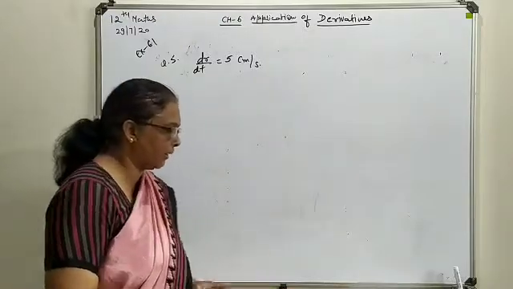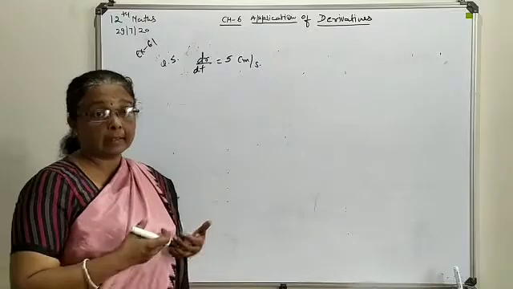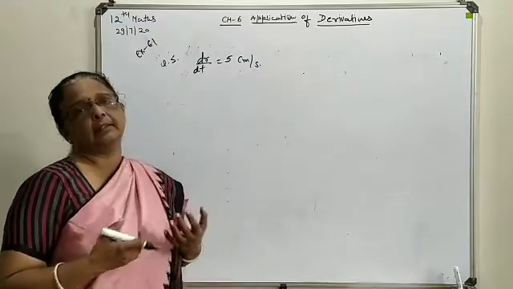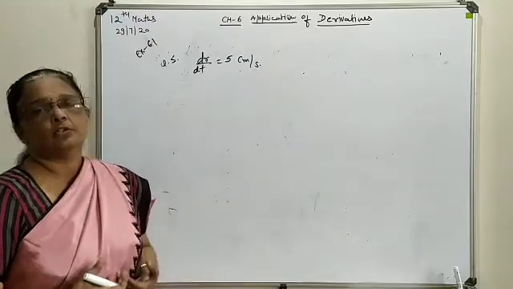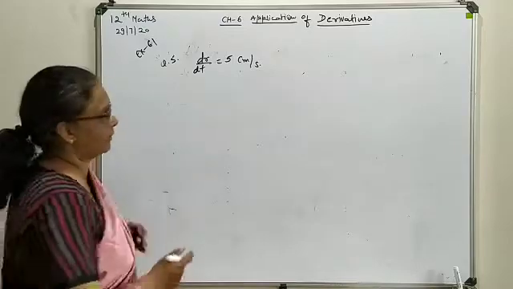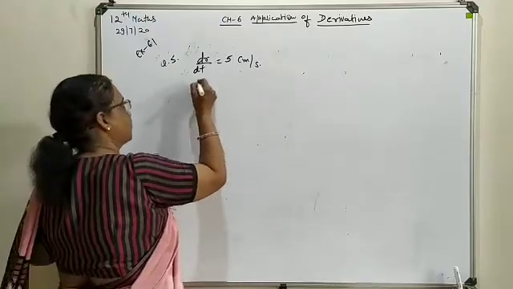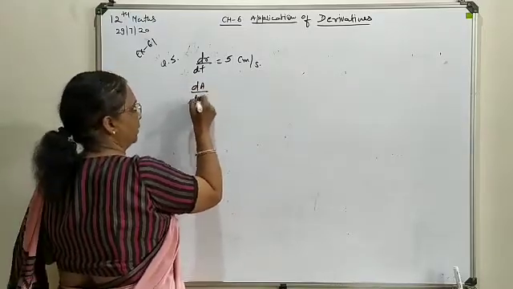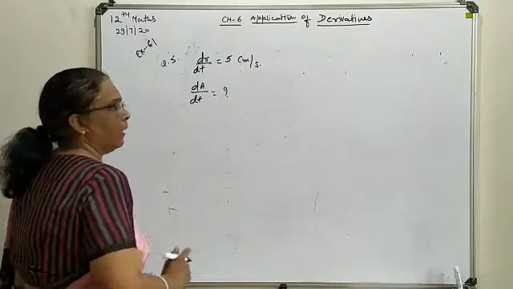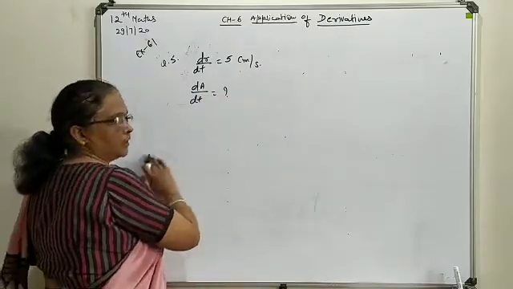Now what is to be found out? What will be the increase in the enclosed area? Obviously the radius is increasing, so the area will also increase. So what is to be found out is dA by dt. Now, the area of the circular waves.